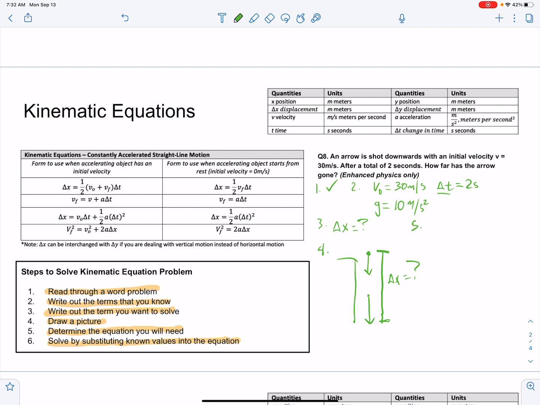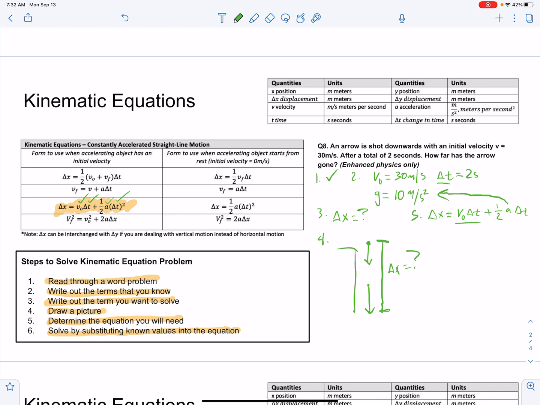So we want something that includes, say, our acceleration. We want something that includes time and initial velocity. That would be this guy right here, right? We have initial velocity, time, acceleration, time. So let's go ahead and write that out. Change in height, displacement, change in position, is equal to initial velocity times delta t. So that's the initial displacement we get from our original velocity, plus the displacement we get from our acceleration. This term, acceleration, is actually g, the acceleration due to gravity.